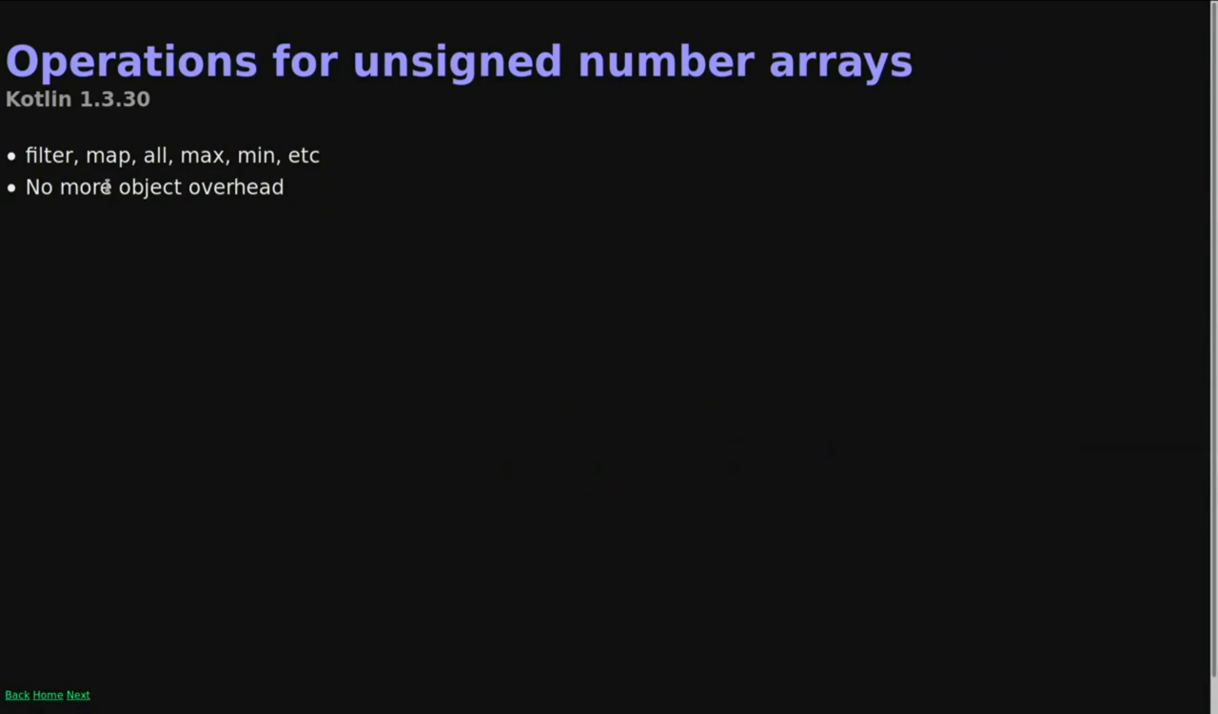So you can't have those as a generic type on an array or a collection, so there's special ones just for that, like IntArray. Now there's UIntArray, and now you can get filter, map, all, max, min, et cetera, all those collection operations you can have on your unsigned number arrays. And when you're chaining these operations together, there's no longer the overhead of boxing and unboxing that was actually happening under the hood. So they removed that.